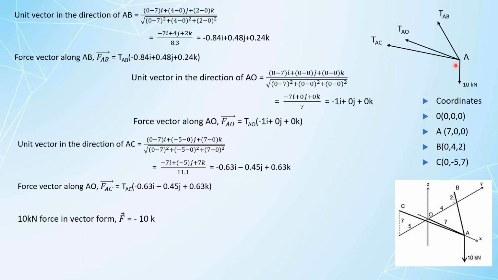So at A we had 4 forces, and all the 4 forces have been represented as vectors. So these are the force vectors 1, 2, 3 and 4.